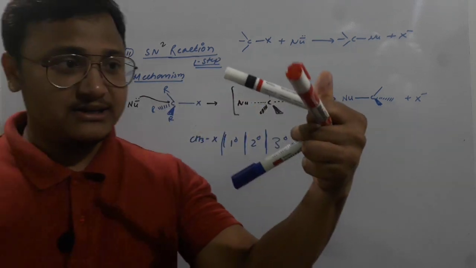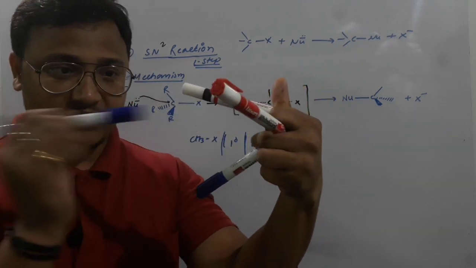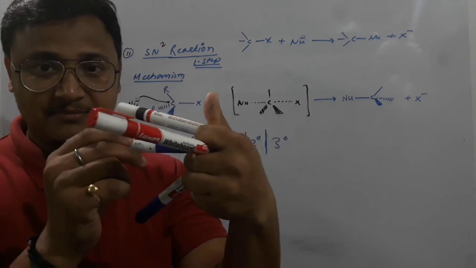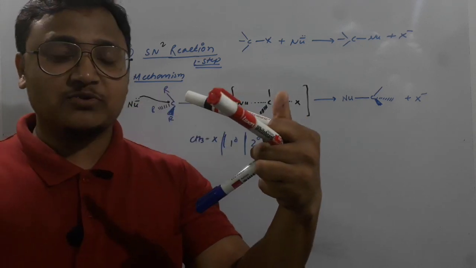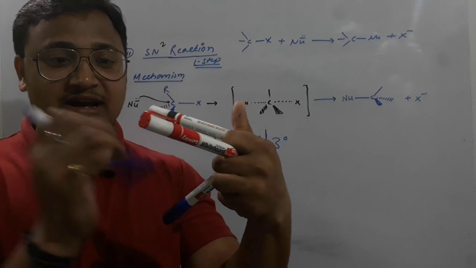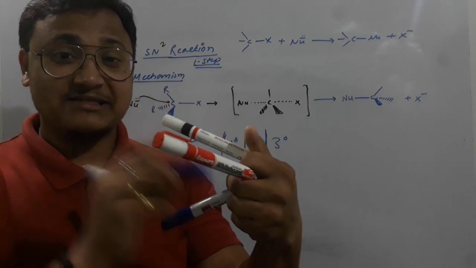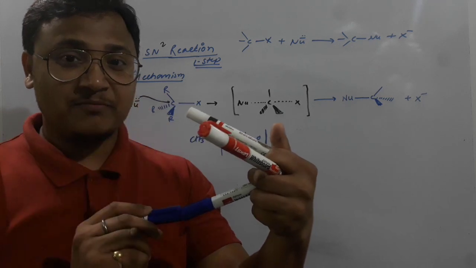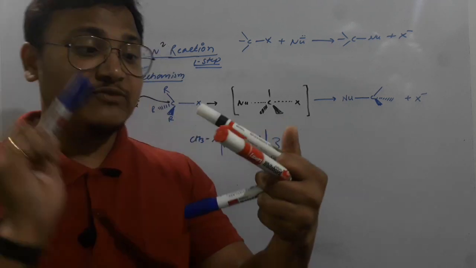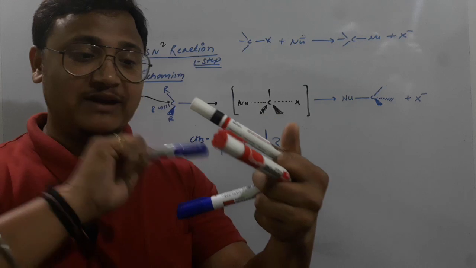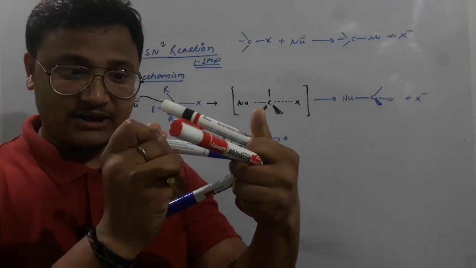Once this nucleophile tries to come here and attack this carbon atom, it will not enter easily here, because this bulky group will not allow it to enter easily. The more the bulky group, it will take time. It will look for the position from where it will attack.